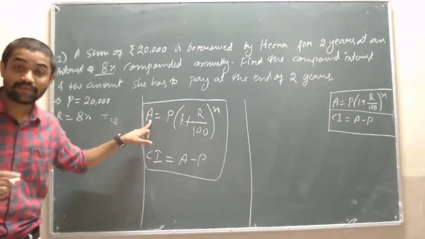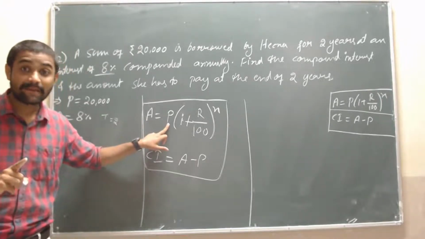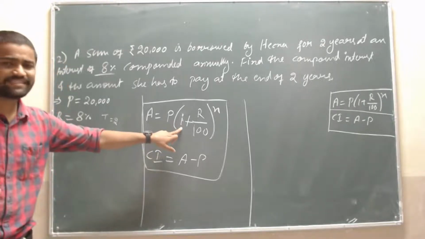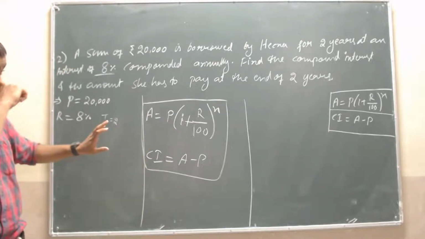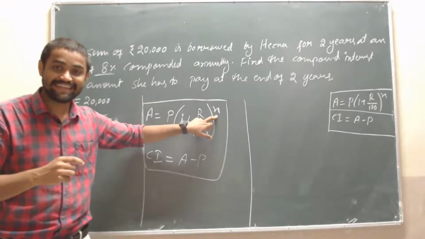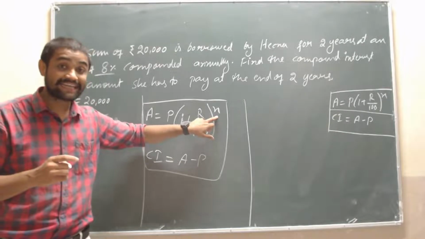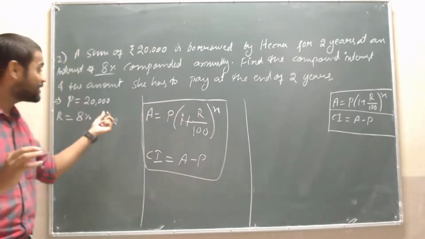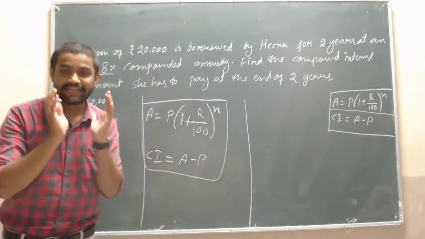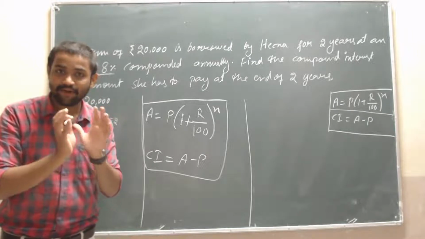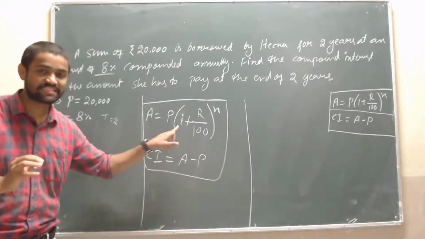See students, A is nothing but the amount. P is nothing but the principal amount. R is nothing but the rate of interest. N is nothing but the time period, students. In simple interest it is T for time, but here N is the time period. Is it clear? Then here CI is the compound interest, A is the amount and P is the principal amount.